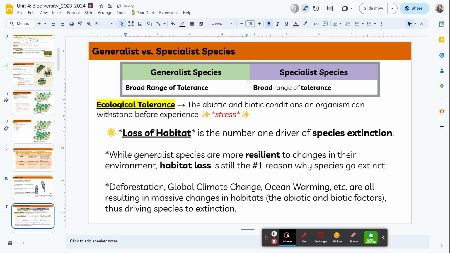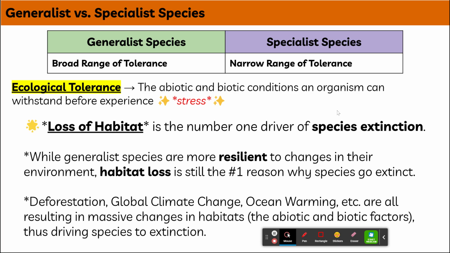Broad range of tolerance. There we go. Let me fix that. Okay, so generalist species have a very broad range of tolerance.